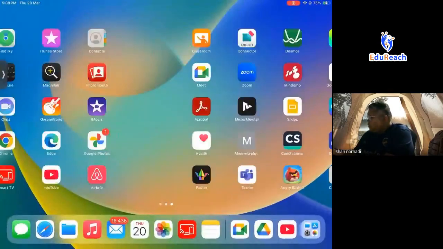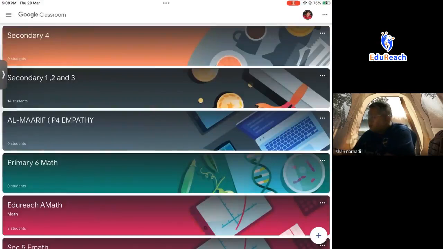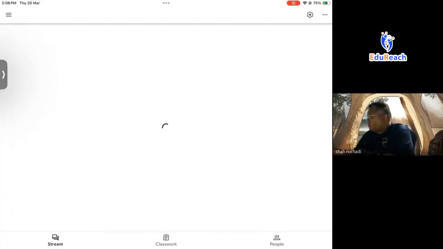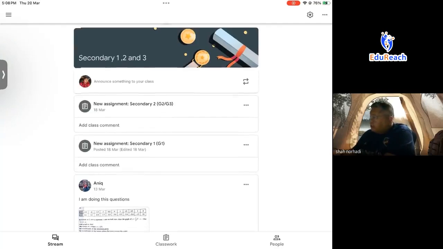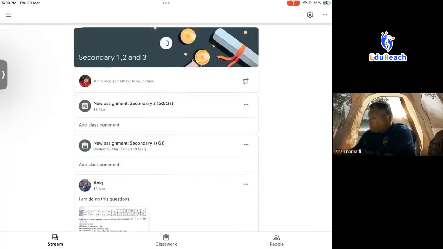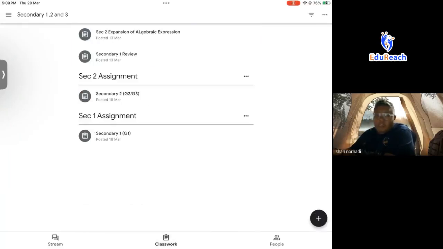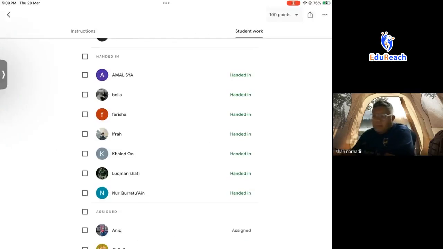Okay. Farisha, the assignment that I was referring to is this one. There's a new assignment for secondary 2 G2 G3. Can you see that on your page? You can, right? This is the new one. But if you want to go and do the old one, it will be the Sec 2 expansion. This one you haven't finished, right? I saw that you have submitted, but you have not finished, right? Yeah. So which question have you reached?